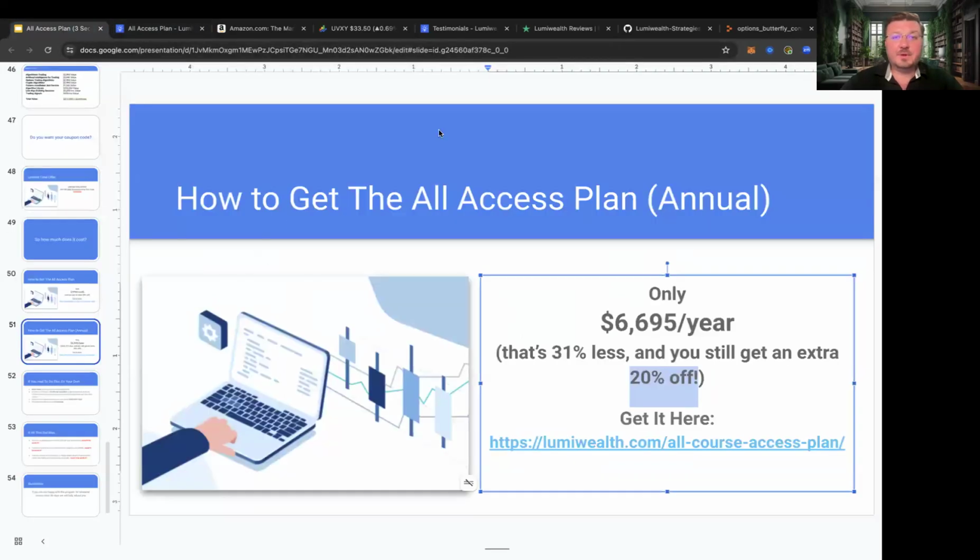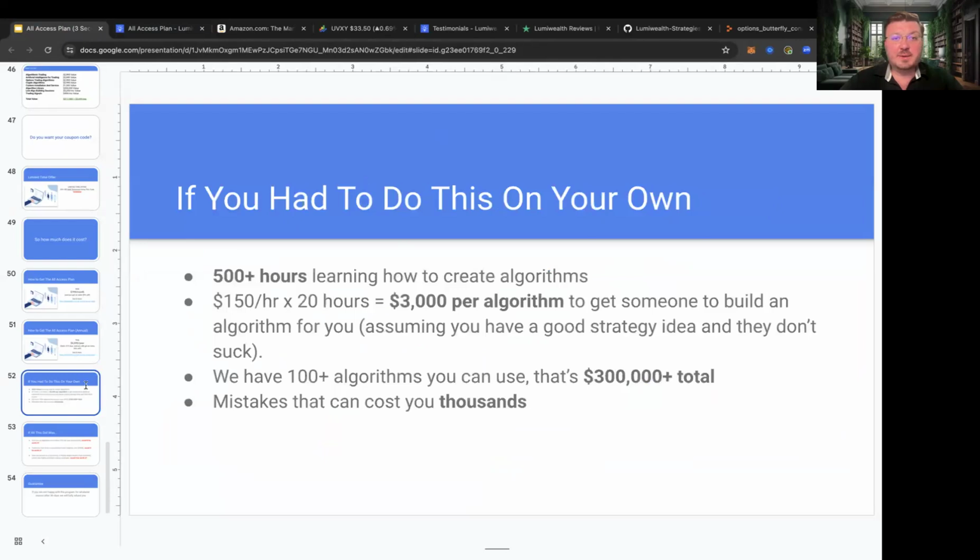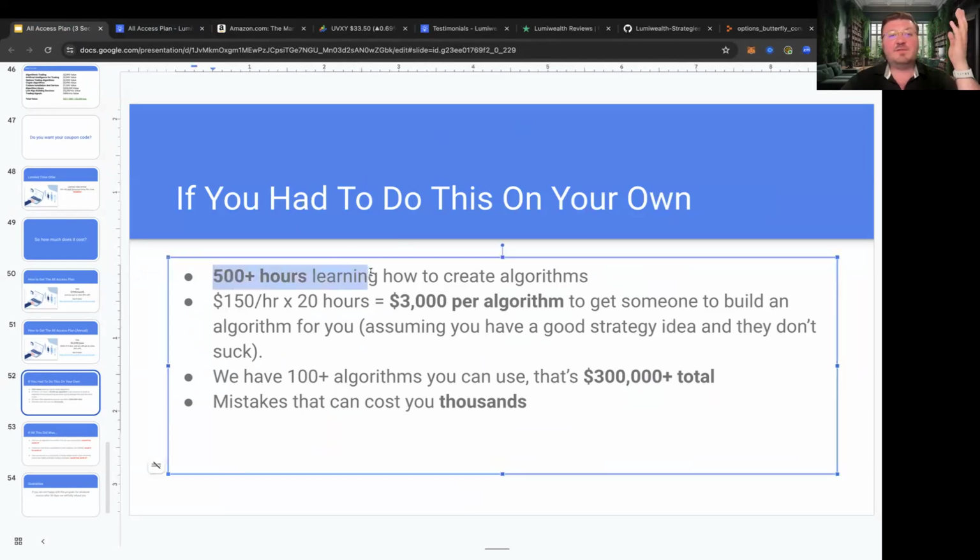Okay, cool. So said another way, what if you had to do this on your own? If you want to do this on your own, you'd probably spend something like 500 hours learning how to build algorithms. Or, with someone else who spent 500 hours learning how to do this, you'd be spending $150 an hour, maybe $200. We charge $200 an hour, but a half decent algo developer is going to be $150 an hour. 20 hours for a basic algorithm. We're talking about really basic stuff here.